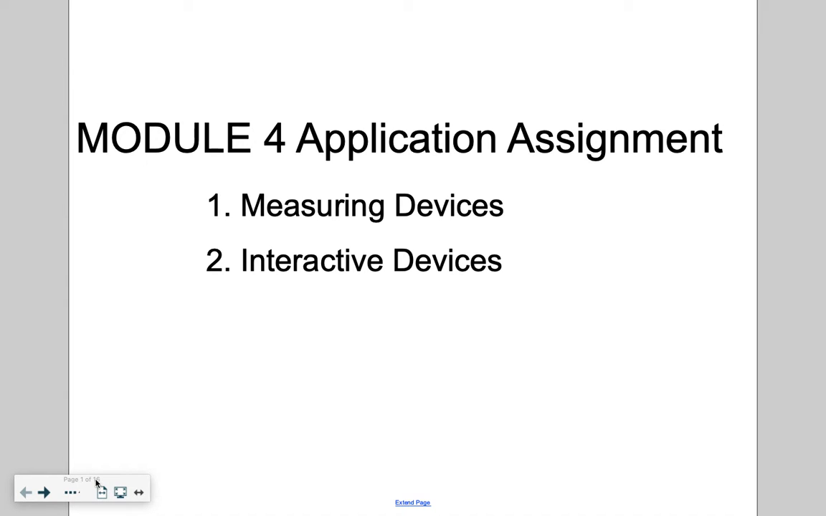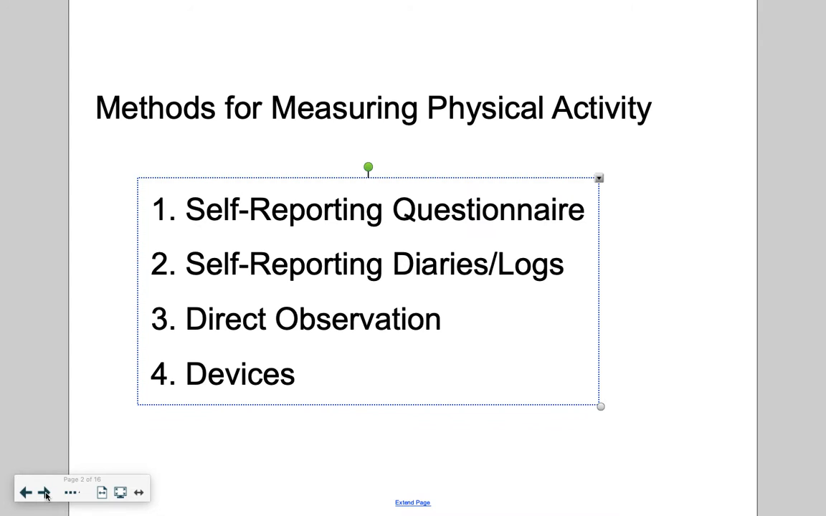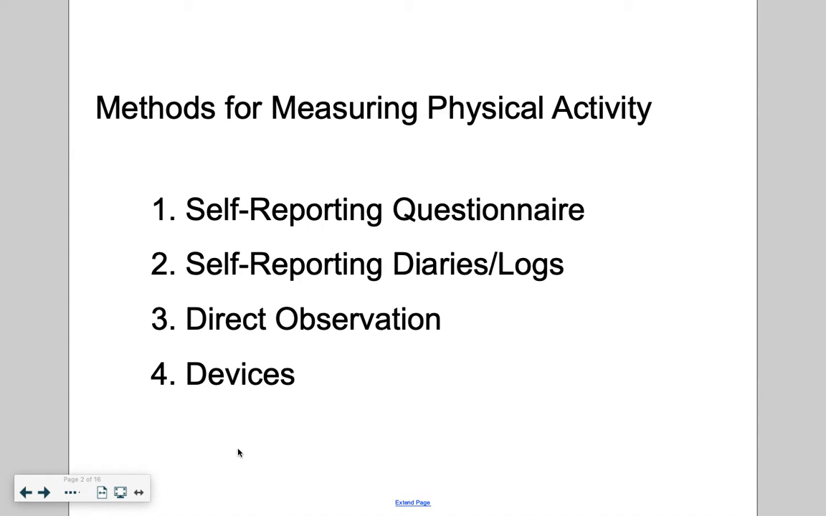All right, for the Module 4 application assignment, we went over measuring devices and interactive devices. There are methods for measuring activity that we talked about: a self-reporting questionnaire, which I've done a little bit of, self-reporting diaries or logs, which I do and we've done, direct observation, which I do, and then the use of devices.